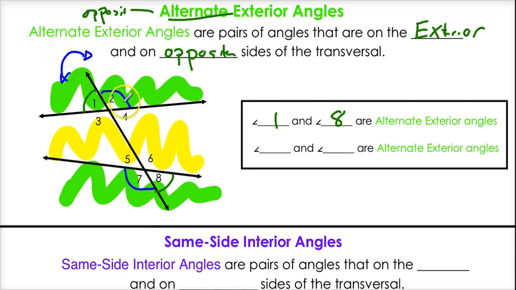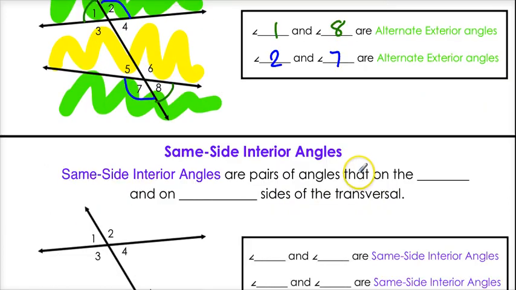They are on opposite sides. One's on this side, the other's on this side. So 2 and 7.